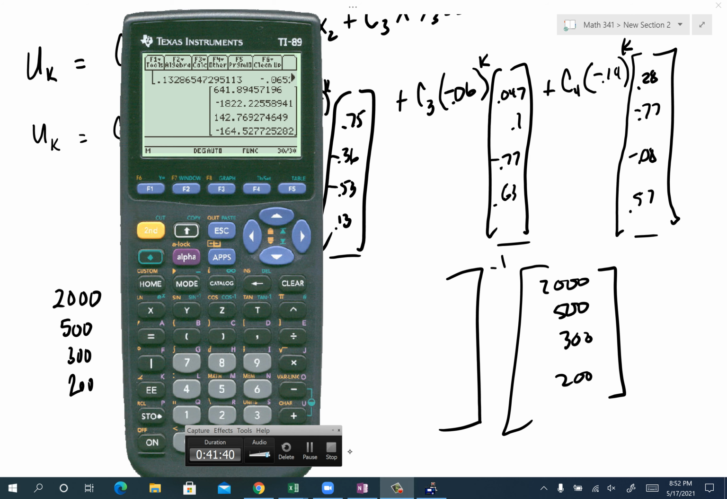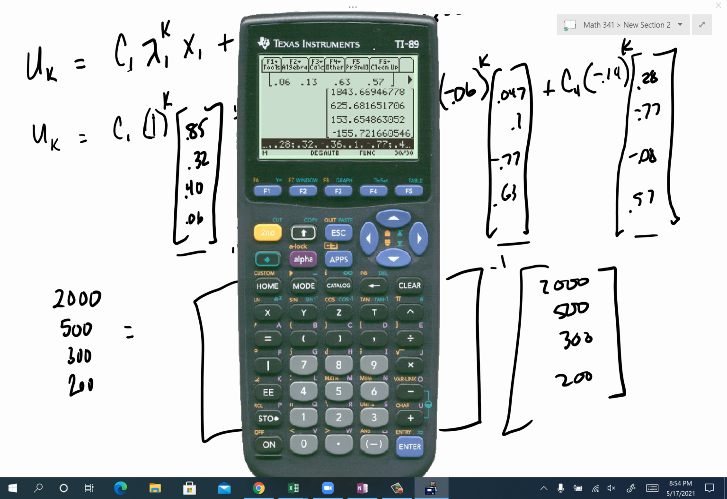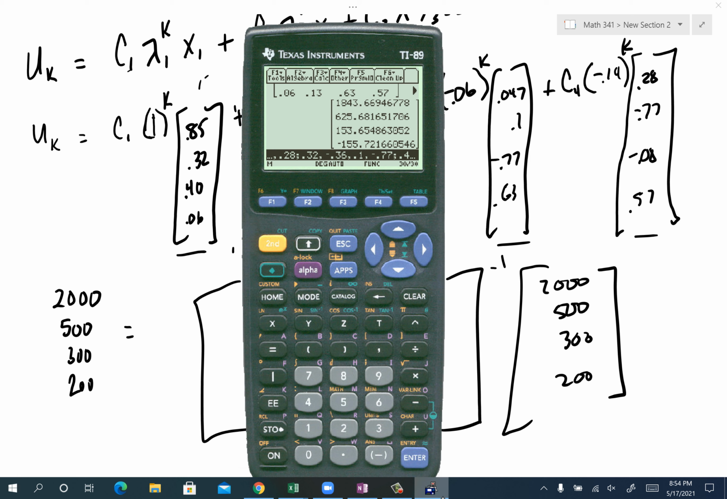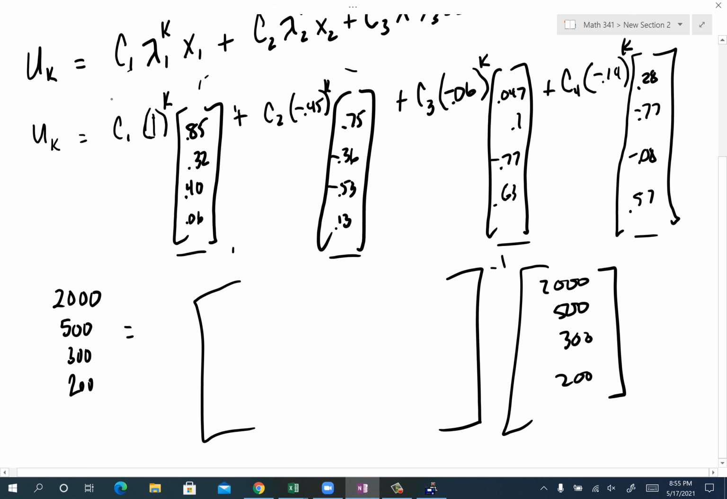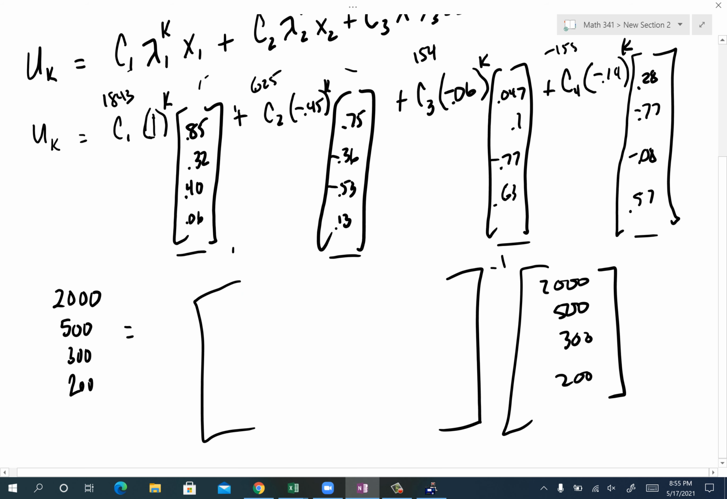I'm going to pause. Something went wrong. Okay, so it's important that I put them in correctly. See, I moved this eigenvector here. I swapped these two. So it's important you get them in correctly. So I went ahead and reordered them. So what I have as C1 is 1843, 625, I think I said, 154, and negative 155.